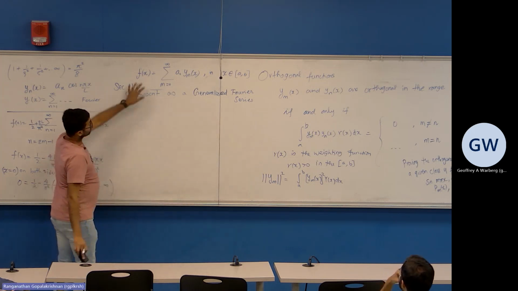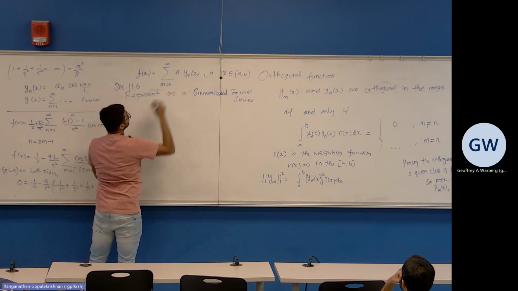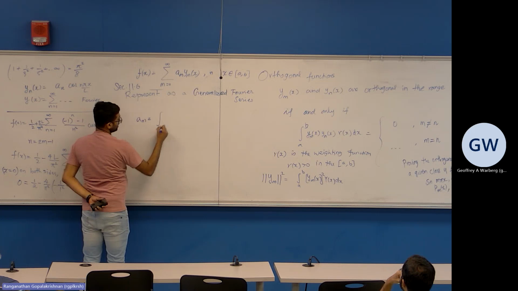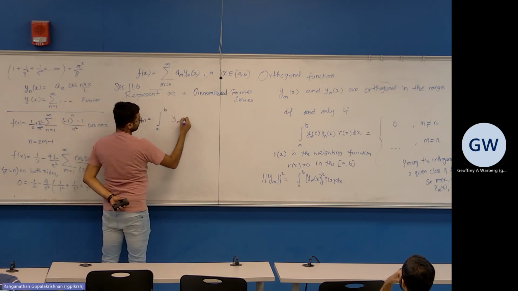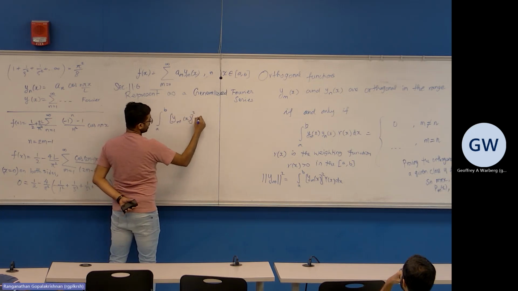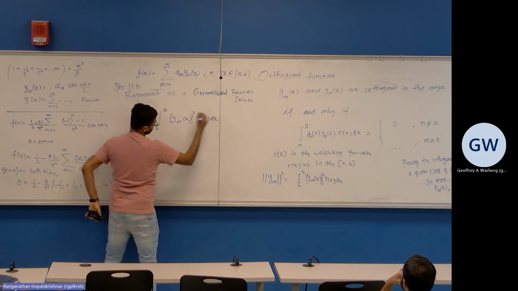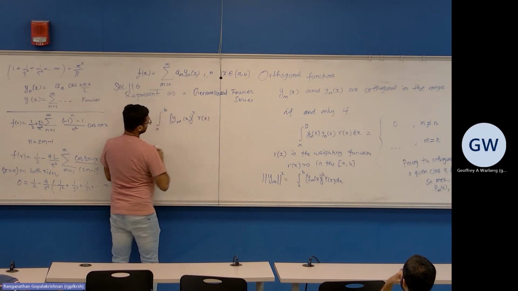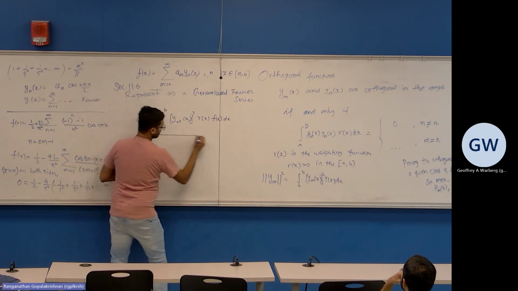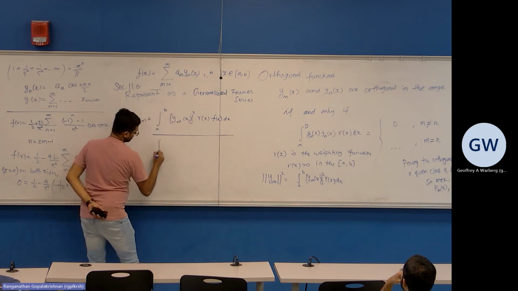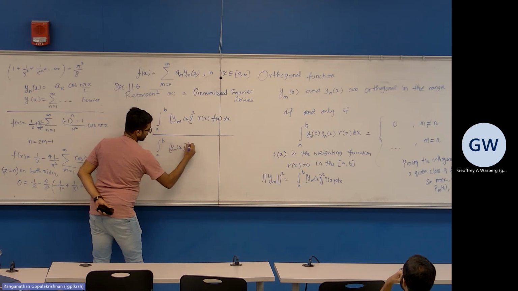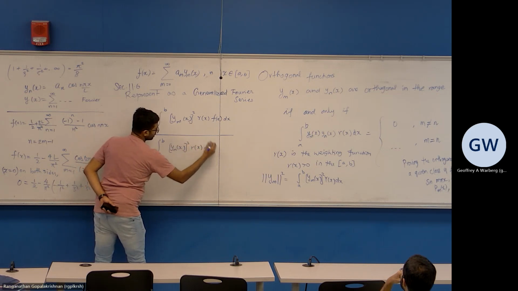So if you represent f of x in this form, am will be the integral from a to b of ym of x times r of x times f of x dx, divided by the norm of the function, which is the integral from a to b of ym of x squared r of x dx.